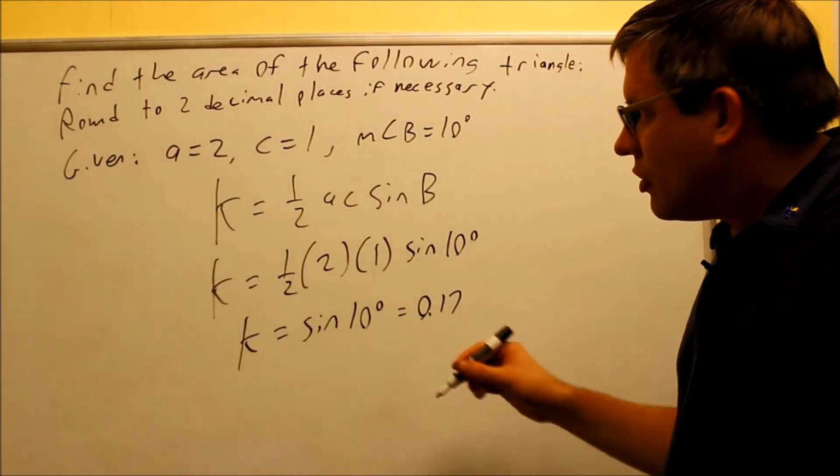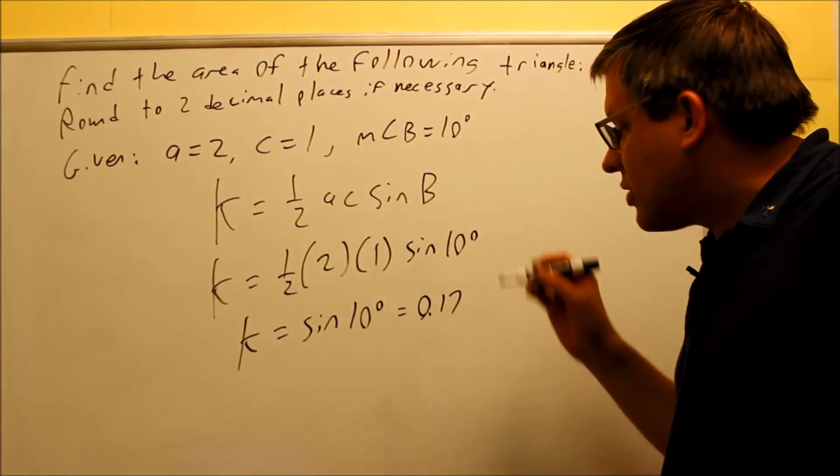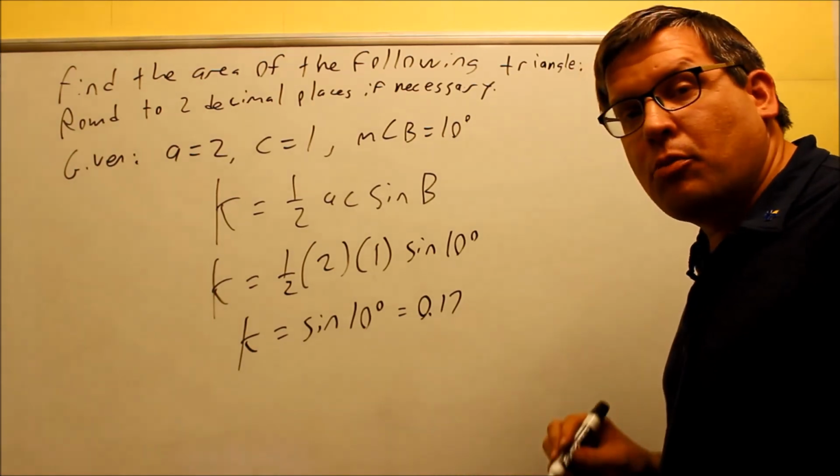So in this case, just plug the information in directly. We do get a decimal, that's okay. Round to 2 places, that's your answer there. So this would be your area, 0.17.